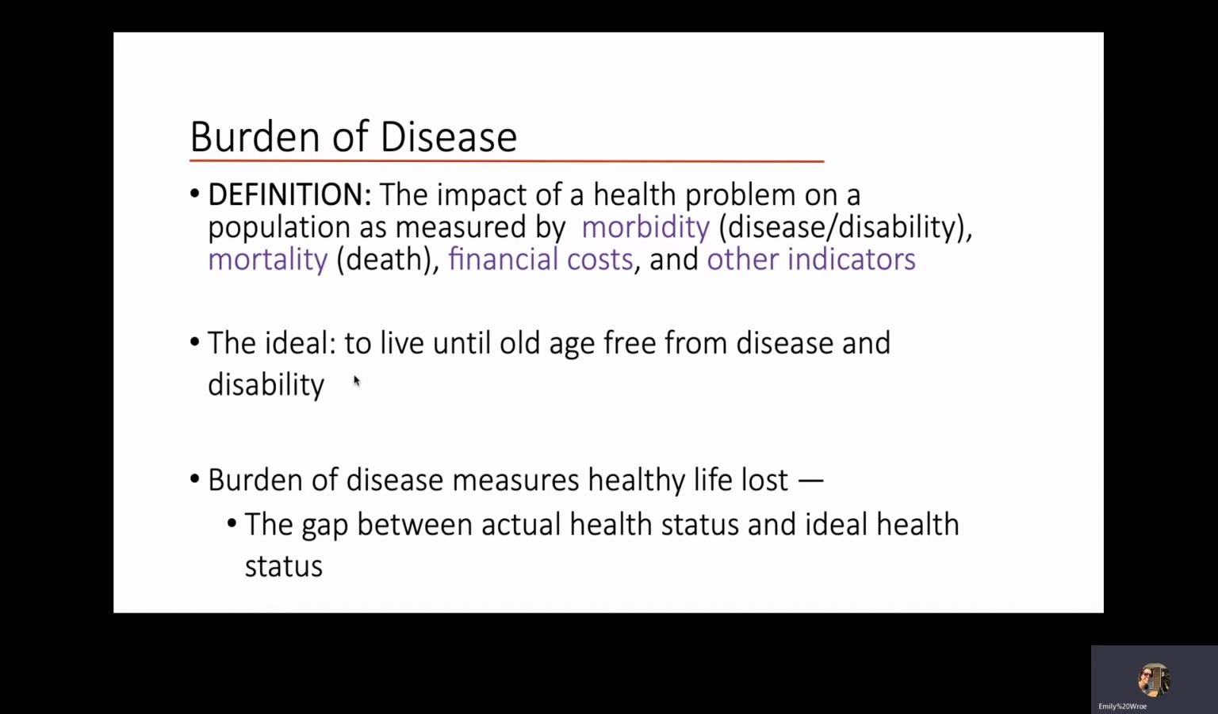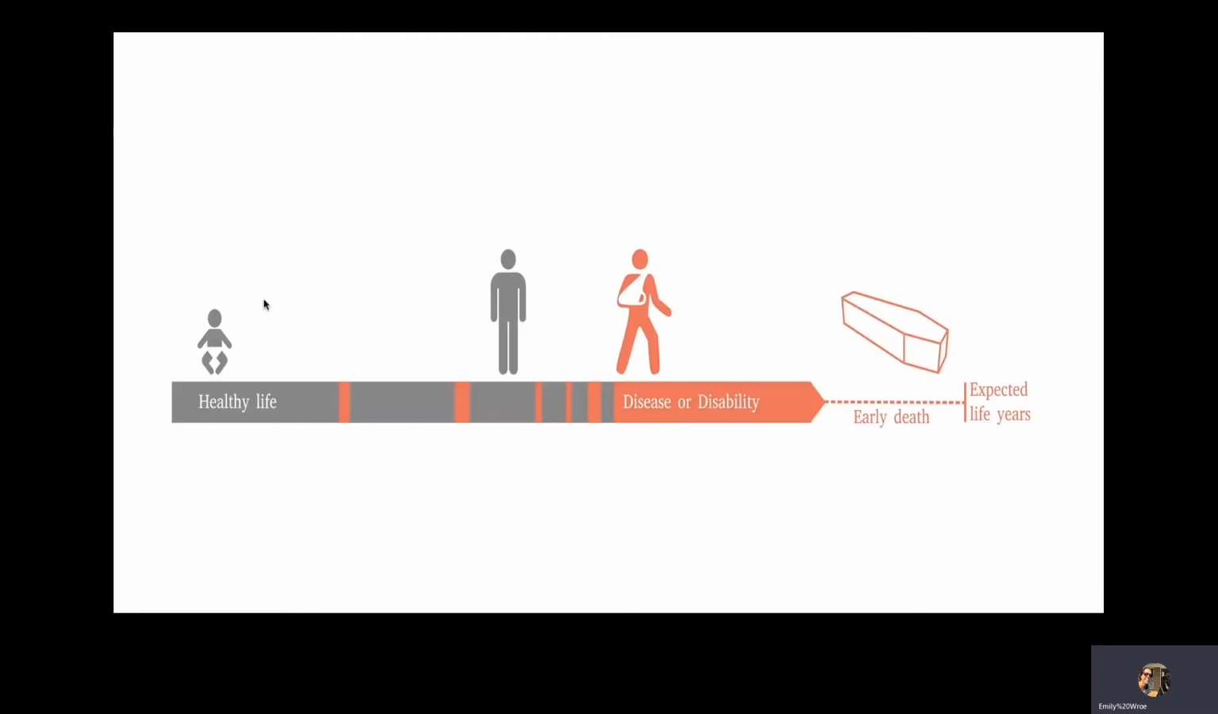So the burden of disease tries to get at how much of this healthy life are we losing because people die earlier or because they're disabled or ill while they're still alive. So it's the gap between actual health status and ideal health status.